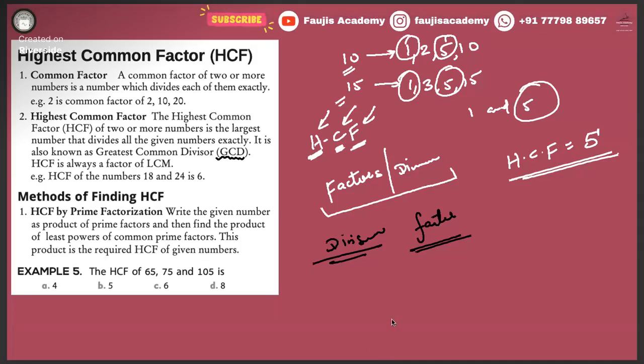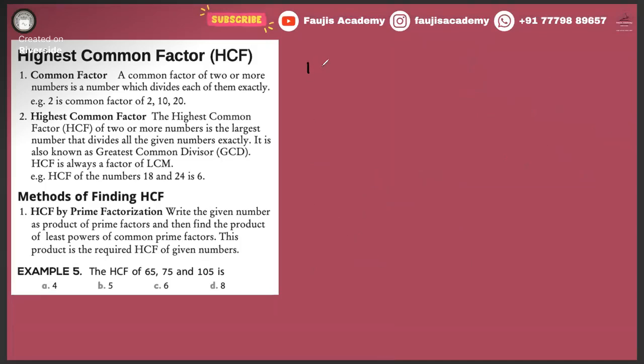Okay. One method is to find the HCF by prime factorization. 10 and 15. What is the prime factorization? Now tell me. For 10, 2 into 5, sir. For 10, 2 into 5. 15, 3 into 5. 3 into 5. This way of writing is called what? Prime factorization, right? Yes, sir.